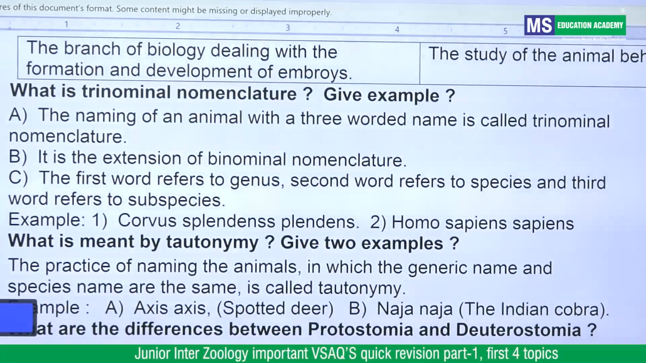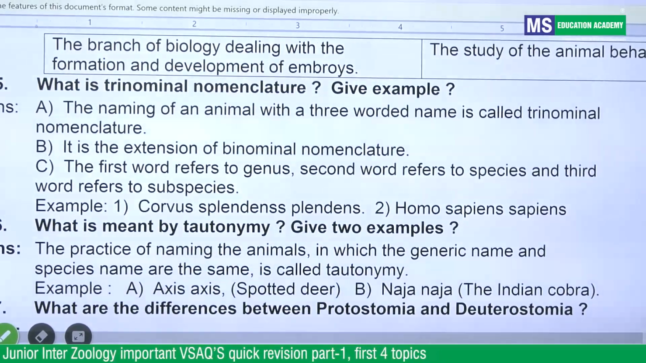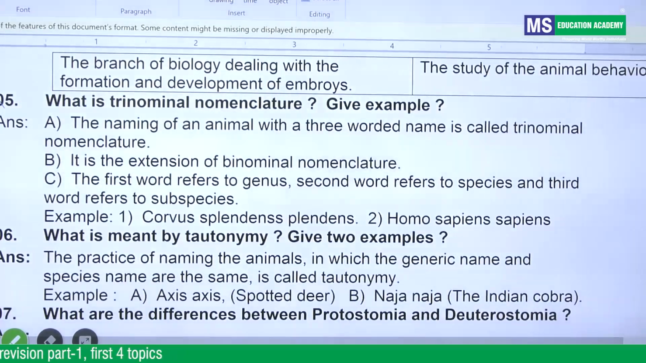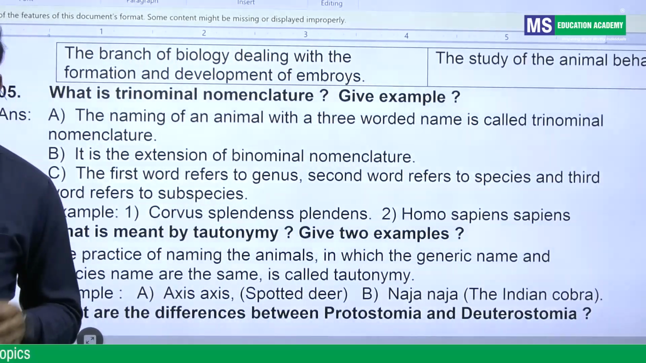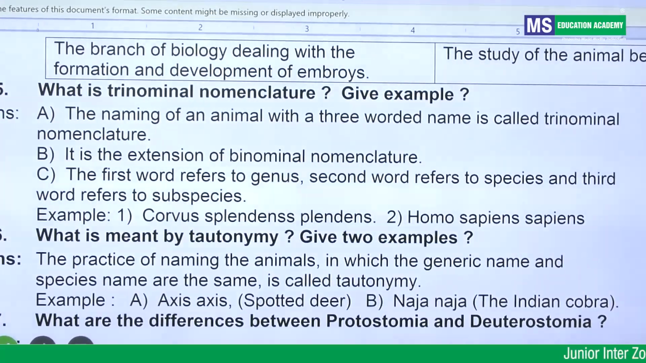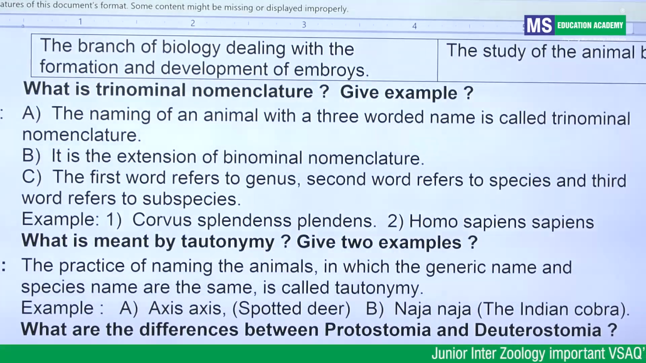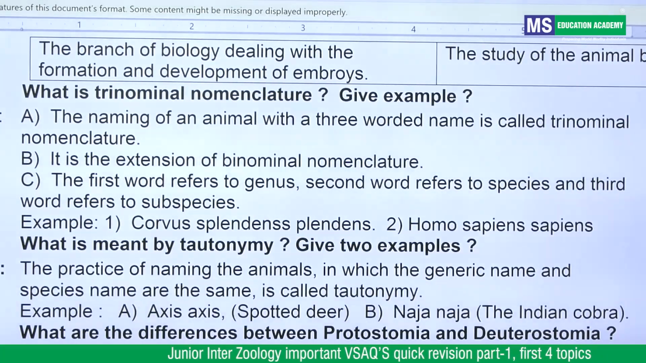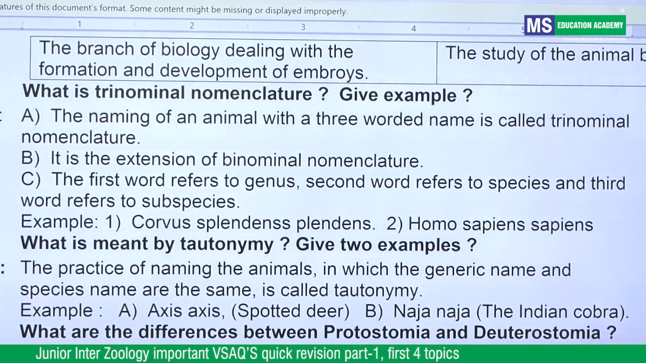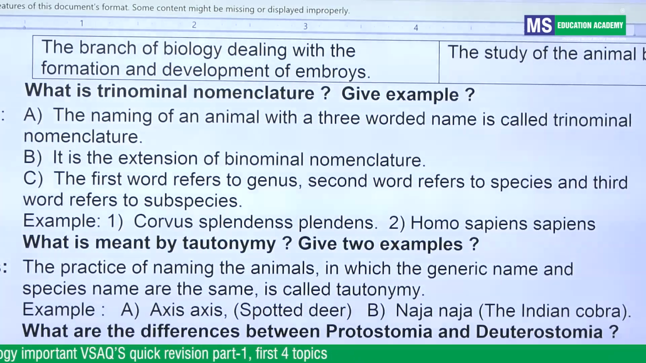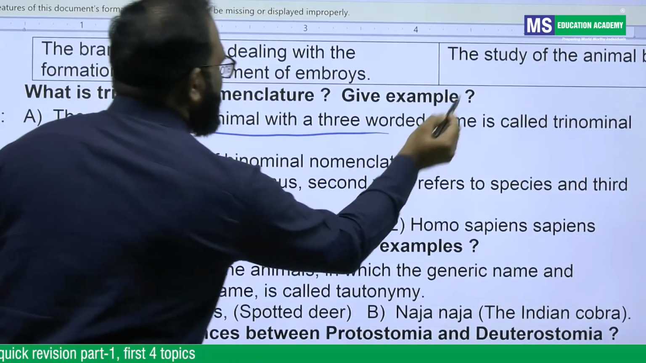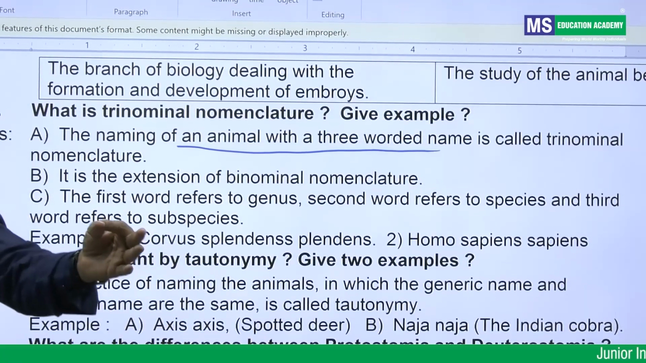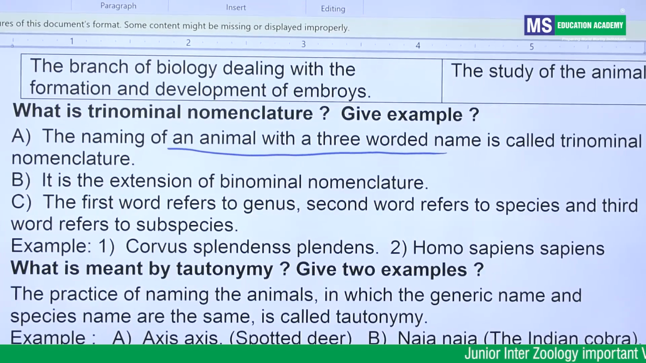Now the next question, students, I am giving triple star to this. If I am giving triple star, mentally make up that this question has every chance to appear in the exam paper, students. What is trinominal nomenclature? Very, very important question, students.